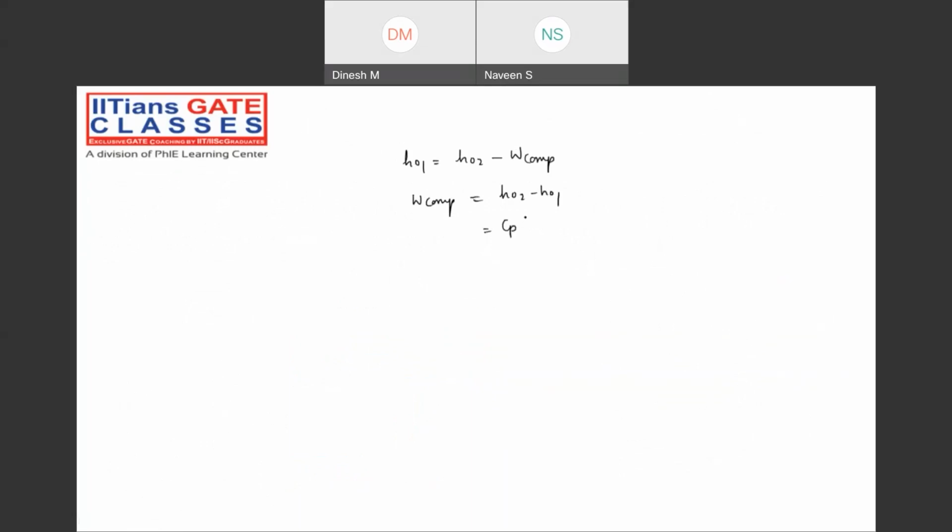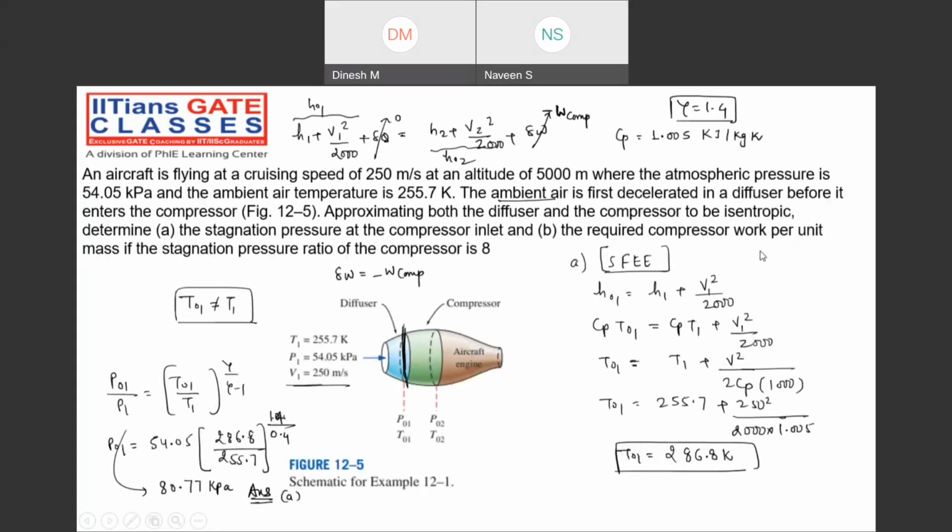That is equal to Cp into T02 minus T01. So without knowing any velocity at location 2, we can calculate the work of compression just by knowing the value of T02. T01 we know, T02 we need to calculate, right? So before that, just complete this slide. Understanding what is happening?